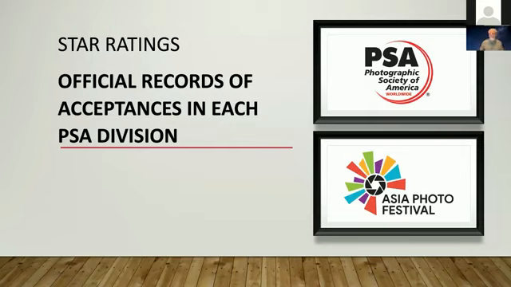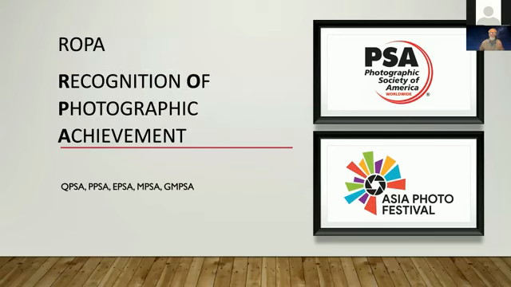And you have to apply for these star ratings, and the procedure for applying for the star ratings is described on the PSA website. Once you have star ratings that indicate you have a sufficient number of acceptances, then you can apply for a PSA distinction. And the distinction system is called ROPA, Recognition of Photographic Achievement. And this leads to you being allowed to use the letters after your name, starting with QPSA, PPSA, and so on, up to the Grand Masters distinction. So they're the two things I'm going to be talking about today.